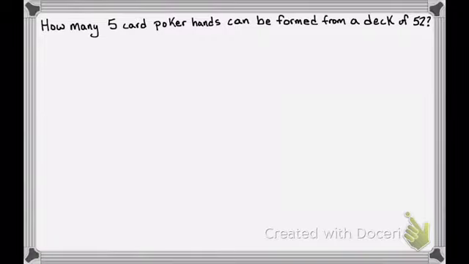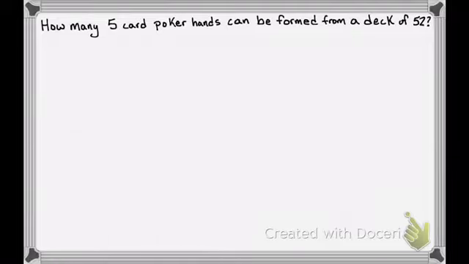Right? It doesn't matter what order you got those in. If you got 10, jack, queen, king, ace, that's the same as if you got the ace first, then the king, then the queen, then the jack, then the 10, right? So this is not a permutation, because a permutation would count that differently. It doesn't matter the order that you received the cards. You're simply looking at the 5-card hand. So this would be a combination.